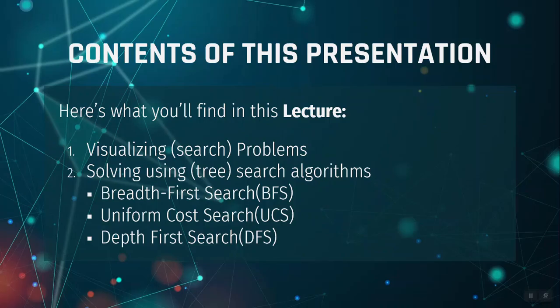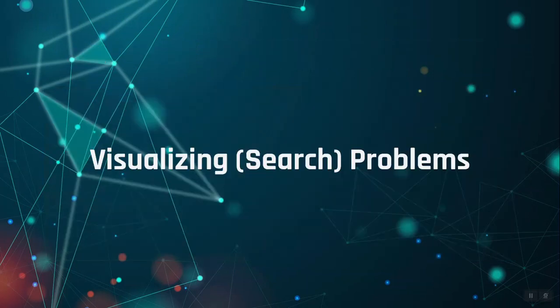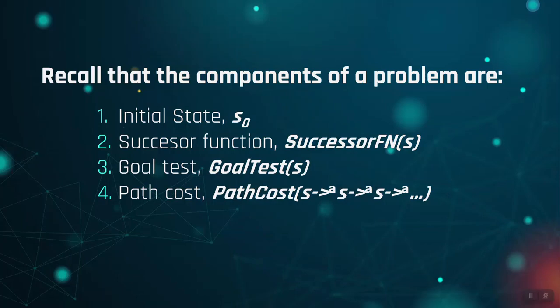Visualizing search problems and solving them using tree search algorithms, specifically breadth first search, BFS, uniform cost search, UCS, and depth first search, DFS. Okay, so how do we visualize search problems? Let us first recall that a problem in AI is composed of the following. The initial state, the configuration of the environment or of the agent, and the environment at the start of the search.